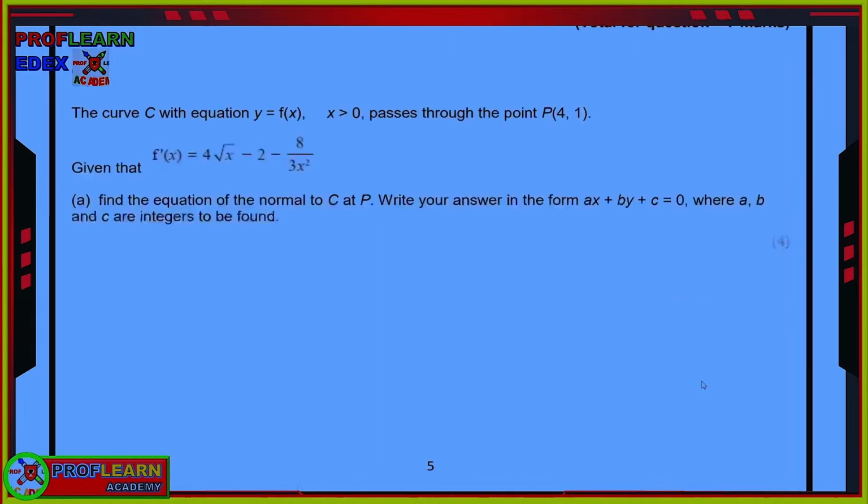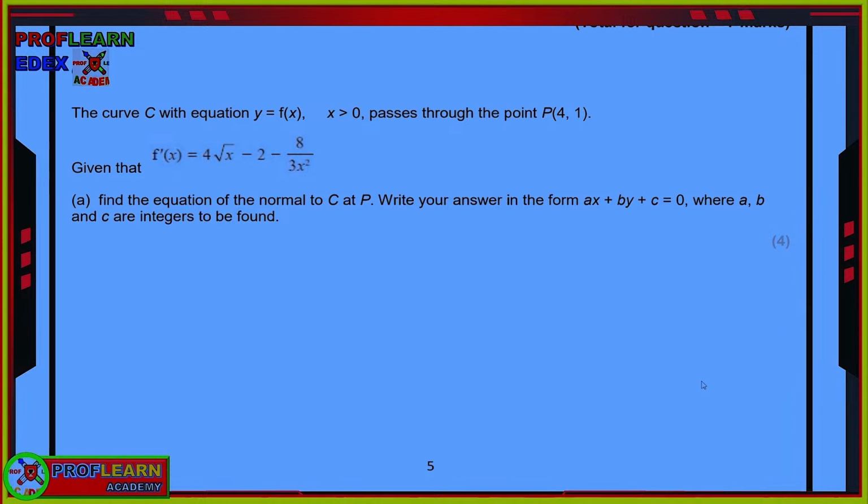Moving to the next question, here we are talking about differentiation, and you need to know how to find a gradient from a function. You need to know how to differentiate, that's what I mean. And then you need to know how to find the equation of the tangent to the curve, and you need to know how to find the equation of the normal to the curve.